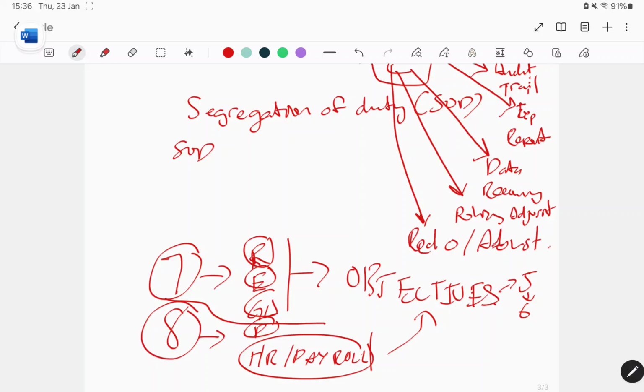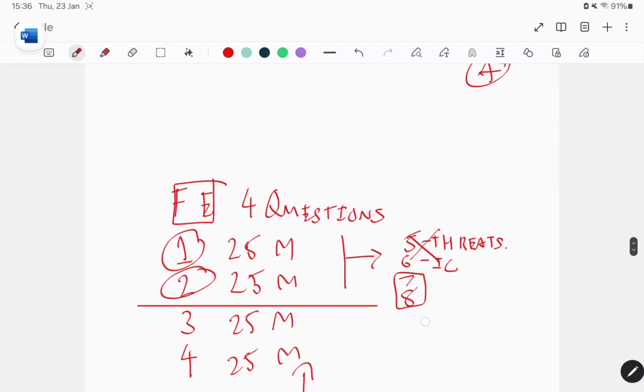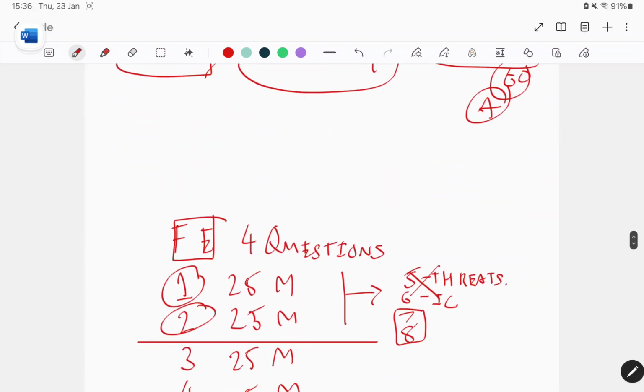It will either hit one of these two questions, and the focus over here is very clear. First, you will talk about the threats, and then second, you will talk about the internal controls.